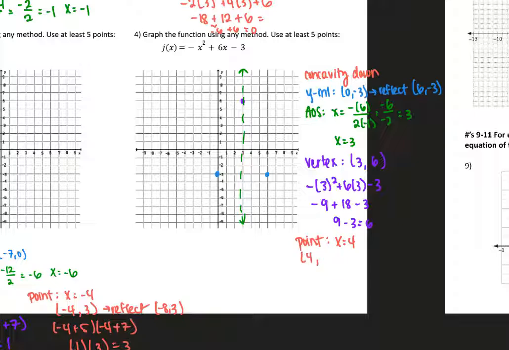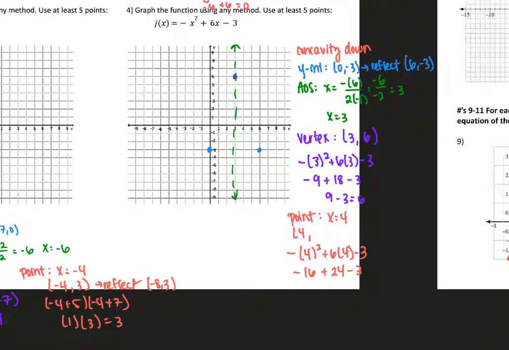To get the y coordinate, we're going to plug it in just like we did for the vertex. So -4 squared plus 6 times 4 minus 3. Starting with the parentheses, 4 squared is 16, and multiplying that by -1 gives -16, plus 6 times 4 is 24, and then minus 3. Going from left to right, -16 plus 24 is going to give me 8, minus 3 gives me 5. So my point is going to be (4, 5).